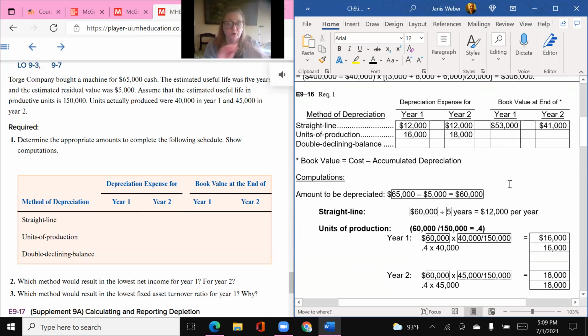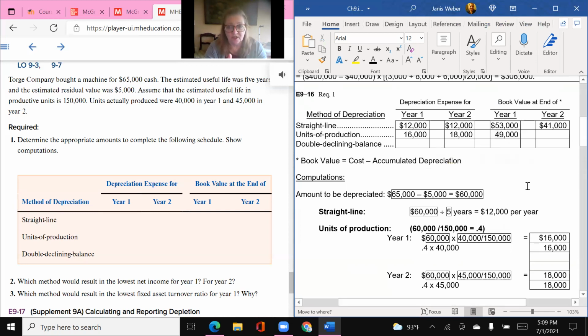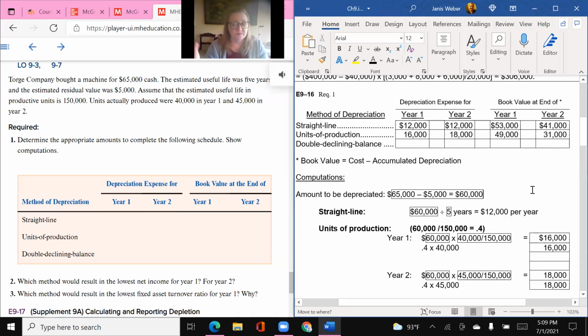Okay, so the book value at the end of the year would be the original 65,000 minus 16,000 in year one, because that's how much accumulated balance would be. It would have 16,000 in it. 65 minus 16 gives you a book value at the end of year one of 49,000. Then at the end of year two, after another 18,000 was added to the accumulated depreciation, we would have a book value of, what is that, 31,000? Yes. Okay, so that's the first two methods, and you should be able to do that on a test without any hesitation. You have to study it until that really just comes naturally.